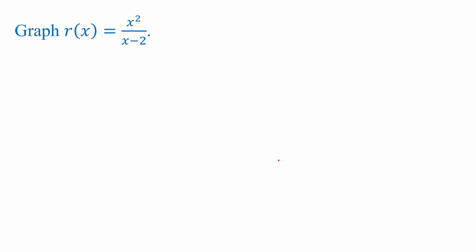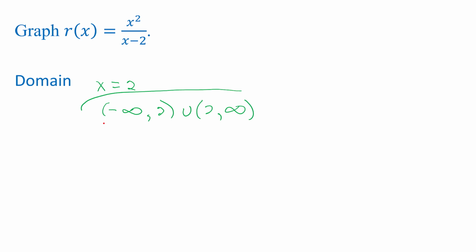All right, let's go on to graphing the rational function r of x equals x squared over x minus 2. The first thing I'll look for is the domain, and you can see here the domain would exclude x equals 2. All other x values would be included, so our domain would be negative infinity to 2, union 2 to infinity. For holes in the graph here, there are no common factors between the numerator and denominator, so I can say there are no holes.